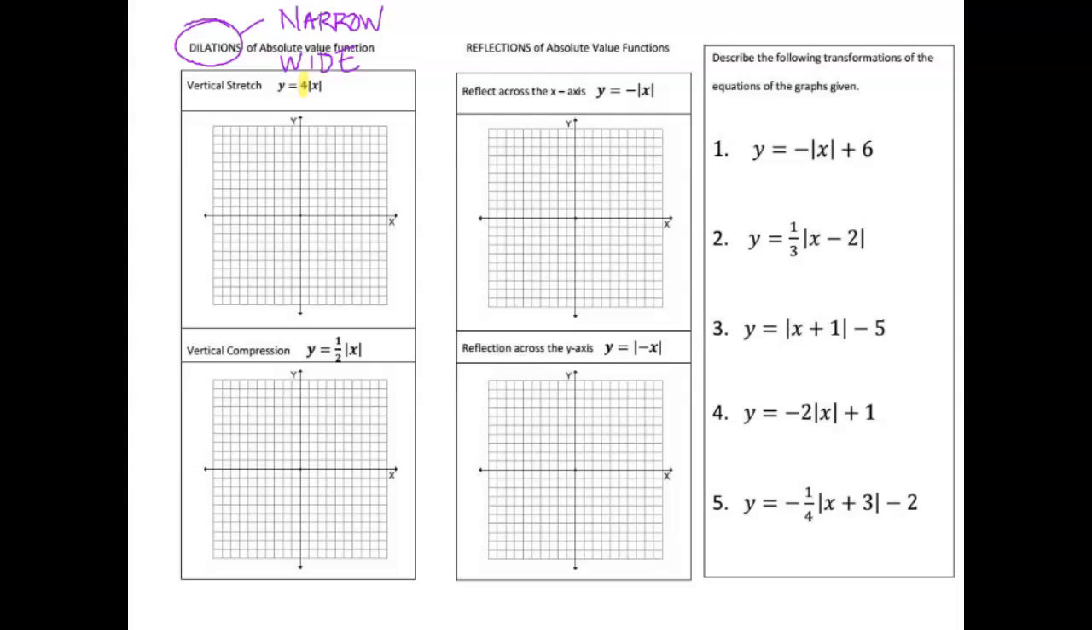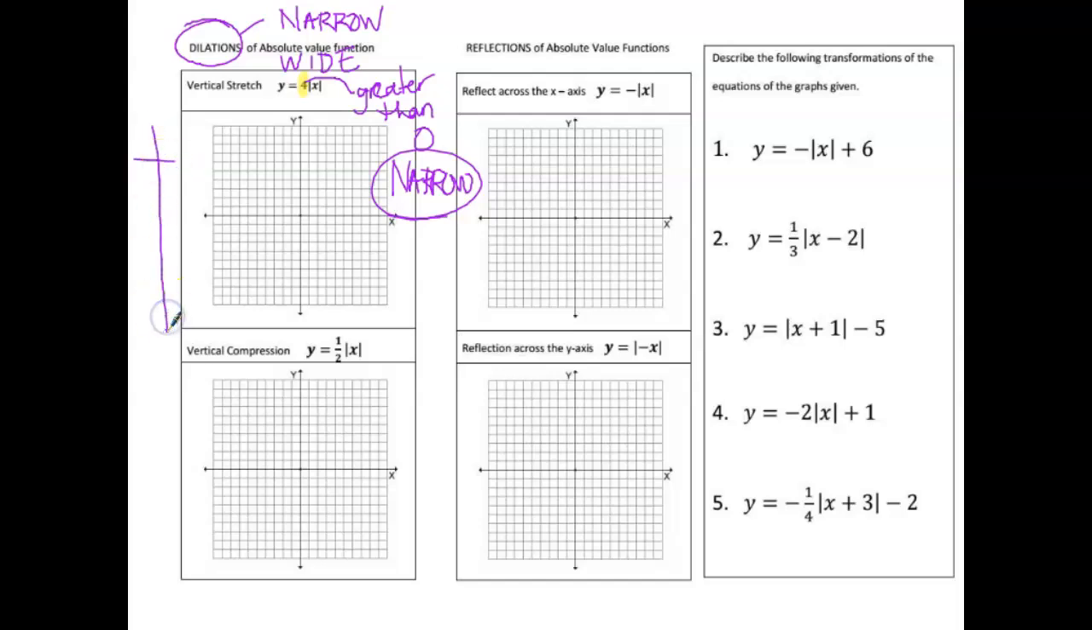So when their number is, put a little note, greater than 0, it's going to become narrow. Narrow. When the number outside is greater than 0, it becomes narrow.